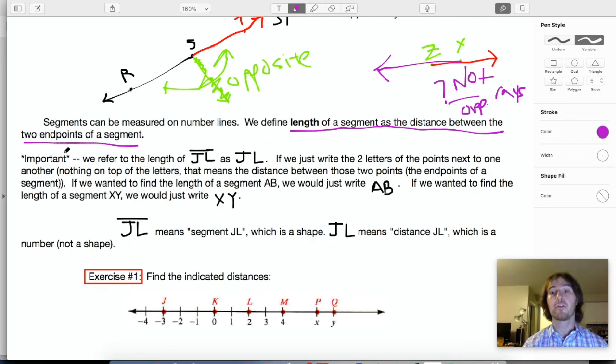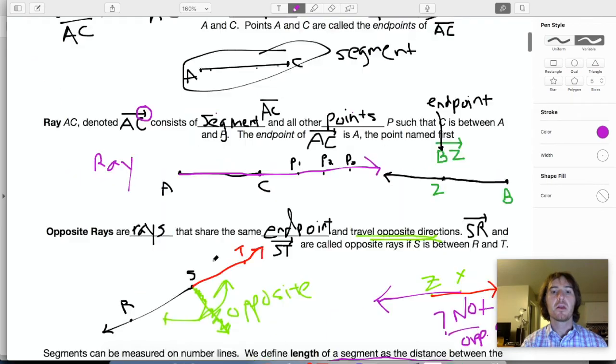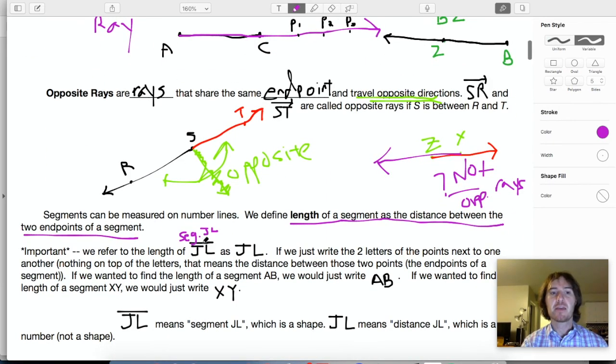Another very, very important thing to point out here, guys, so try to pay attention. Very important is that these are two different things right here, okay? We refer to the length of segments, pronounced segment JL, right? Remember we have this little bar up top? That's what we had up here. This just stands for segment. We refer to the length of segment JL as just JL with no segment bar on top of it. But when there's no segment bar on top of it, that stands for distance or length. This stands for length JL, okay?